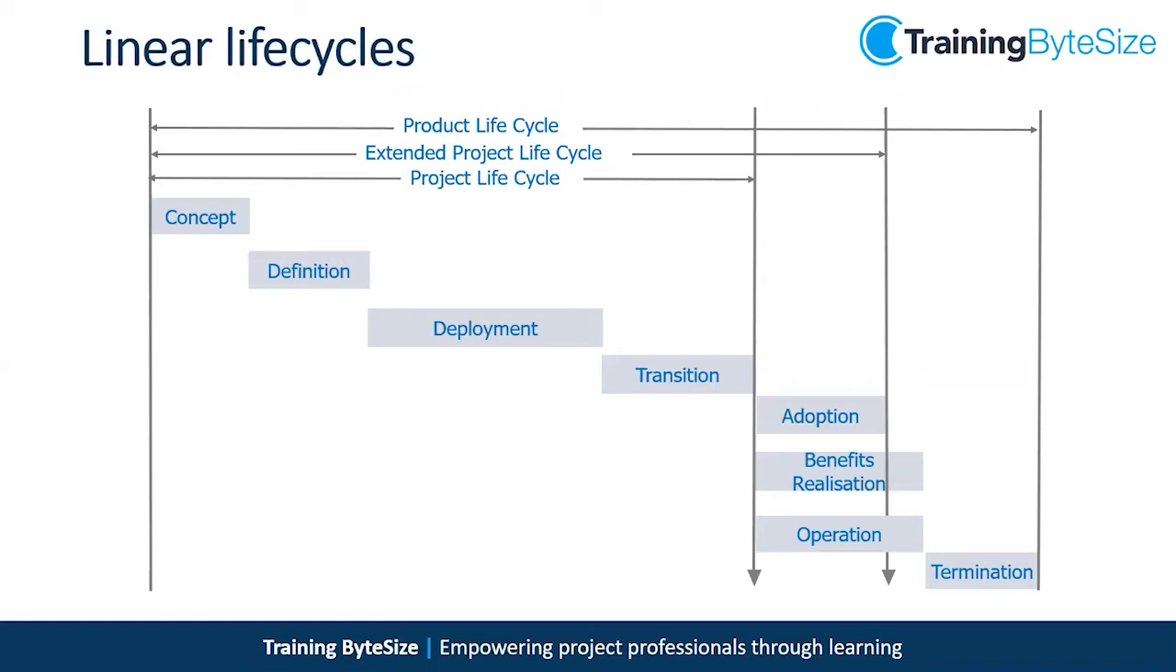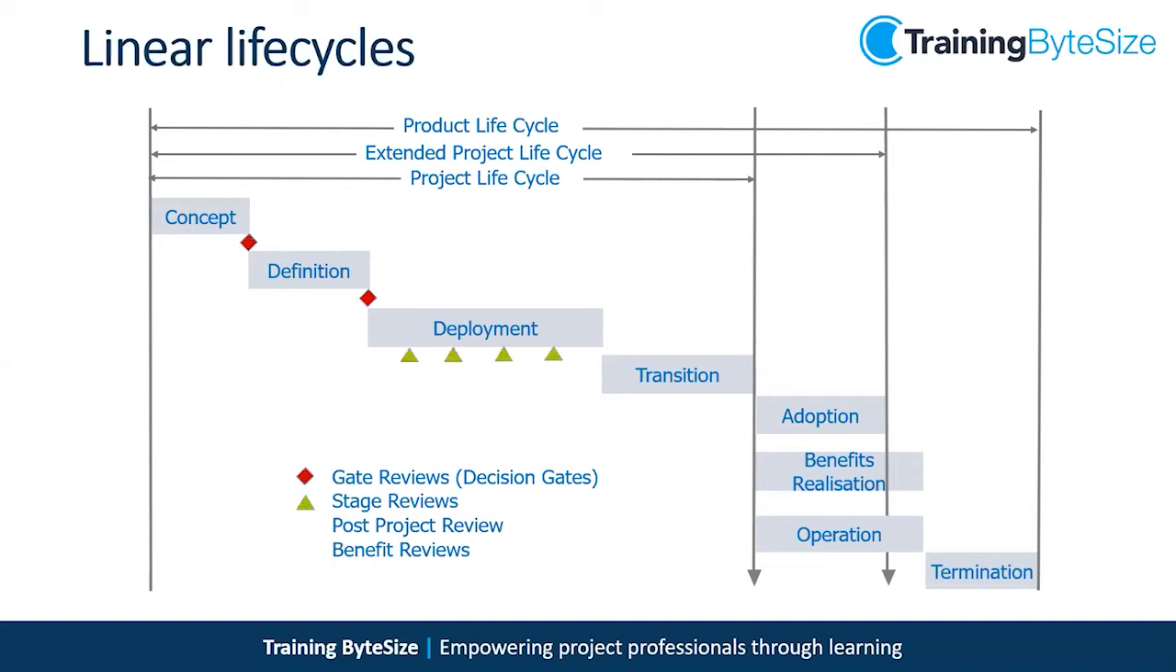So that's the linear life cycle. It used to be called just a life cycle. It's now called the linear life cycle. It still has gate reviews on it, which are the go, no go decision points. Stage reviews, which break down our deployment phase into more manageable chunks. Post-project review that looks at have we achieved what we set out to achieve. Benefits reviews, have we got the benefits we expected to see during the benefits realization and operations phases.